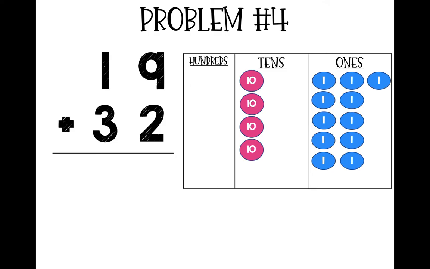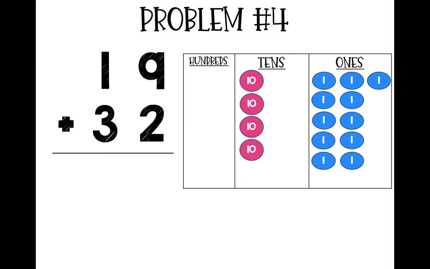Now that our place value chart matches our vertical form, we can add our ones because we always want to add our ones first. If we look at our vertical form, we see that our ones are 9 plus 2. What is 9 plus 2? That's right, it's 11. Can we keep 11 ones in the ones place on our place value chart? No, we can't. How can we solve this problem?